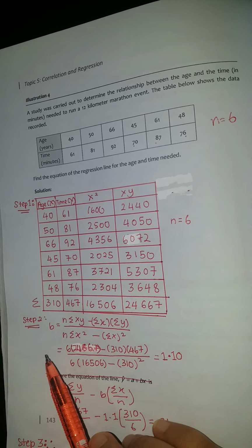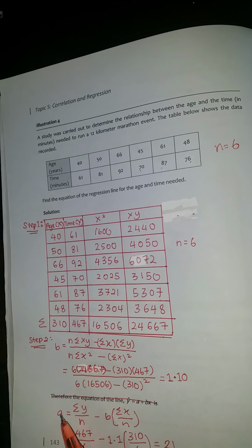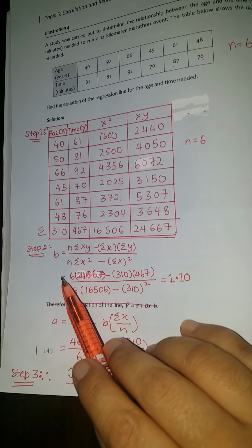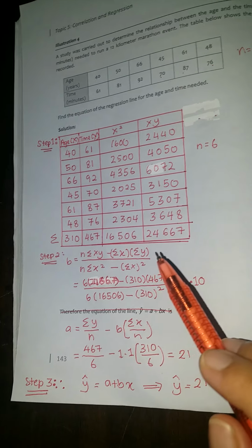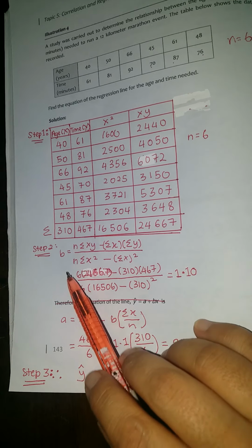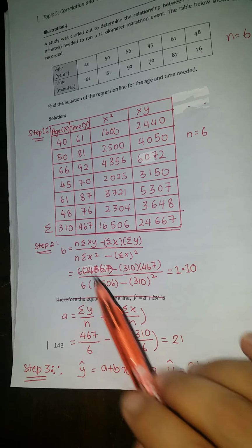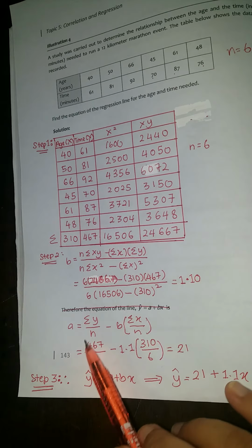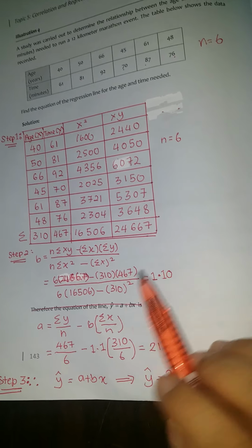Step 2 is to find the value for b and a. Remember, we need to find b first, then we find the value for a. Why do we need to find b? Because the value of b we need to use in order to find the value for a. Alright.